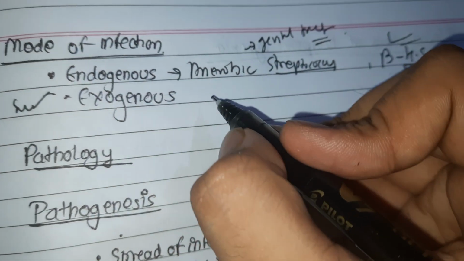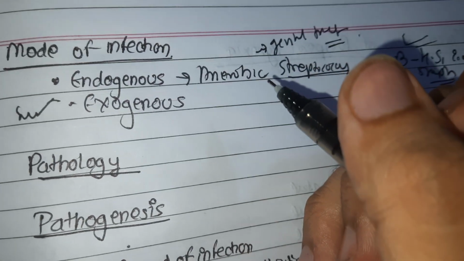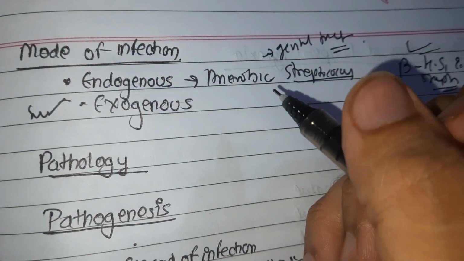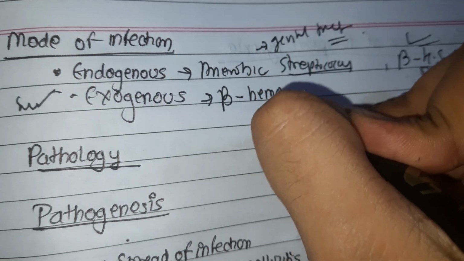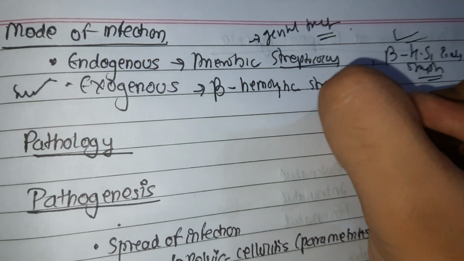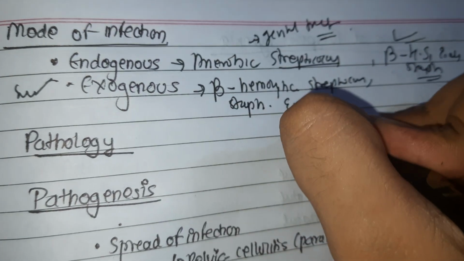And next is exogenous, where the infection is contracted from sources outside the patient, from hospital or attendants. And next with that we have beta hemolytic streptococcus, staphylococcus and Escherichia coli.